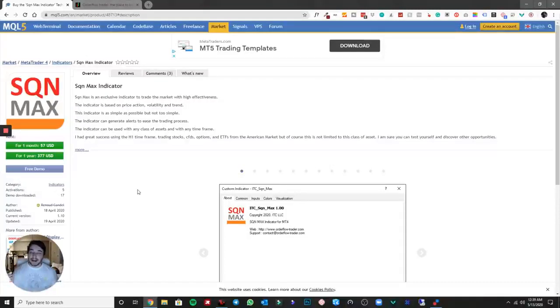So before I actually show you what the SQN Max is, I'm going to do a backtest for you, a live backtest. And this is going to be a 10-year backtest. You heard that correctly. This is going to be a 10-year backtest.